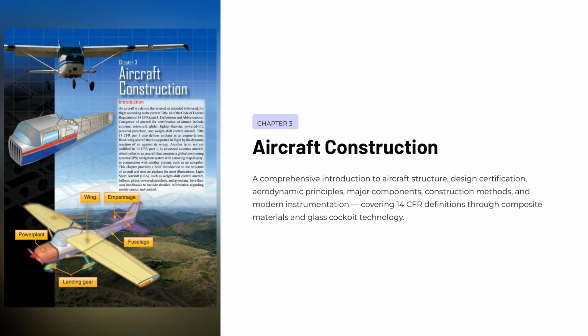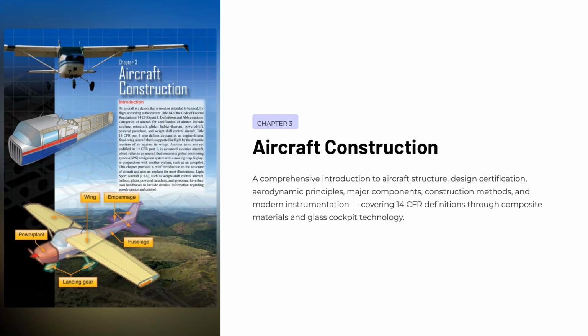Welcome to Chapter 3, Aircraft Construction. In this chapter, we'll take a comprehensive look at how aircraft are built, certified, and designed to fly safely and efficiently. We'll explore the regulatory definitions established under Title 14 of the Code of Federal Regulations, which form the foundation for how aircraft are categorized and certified.